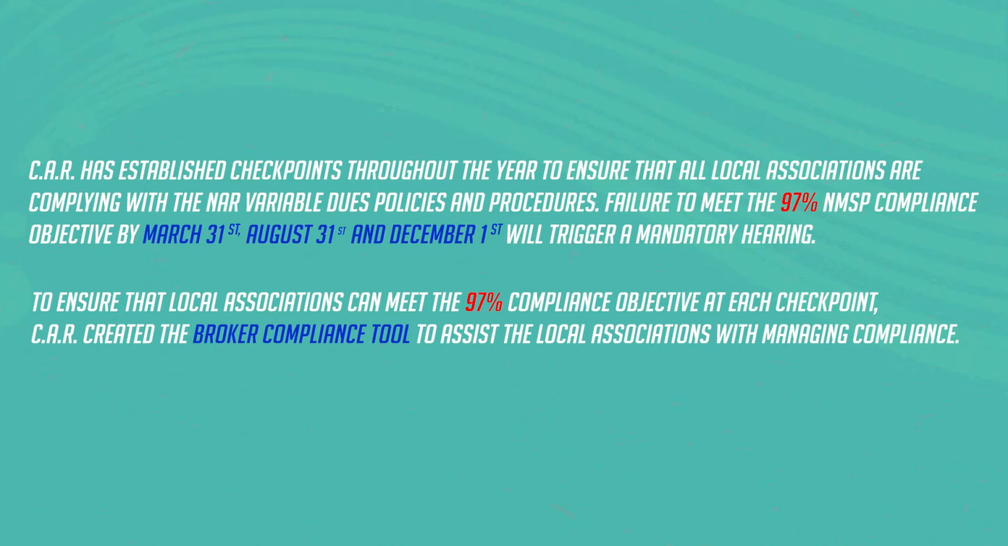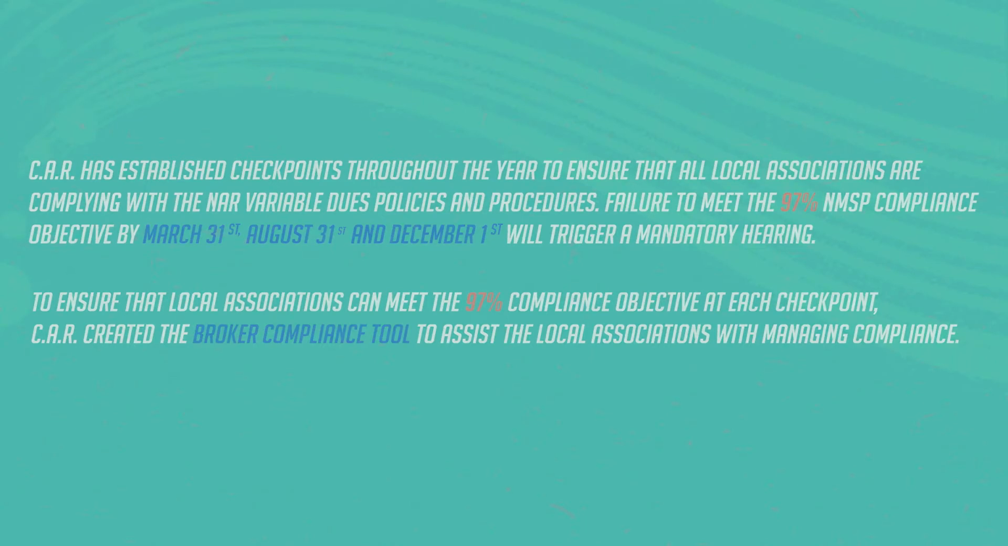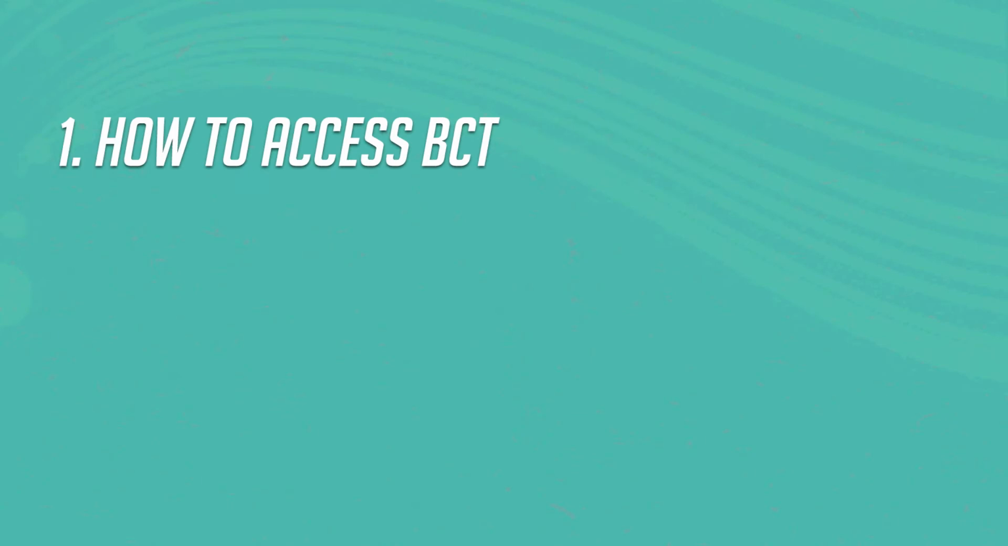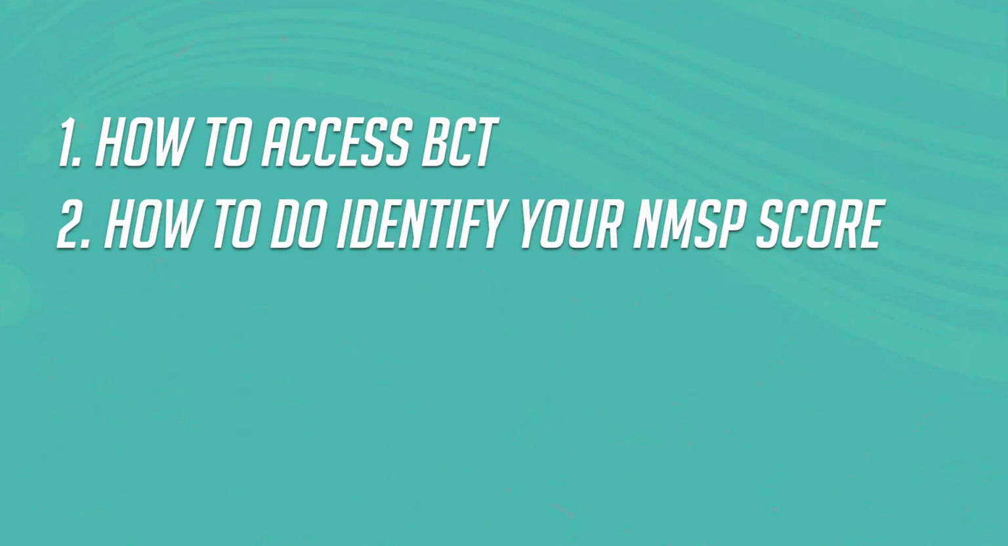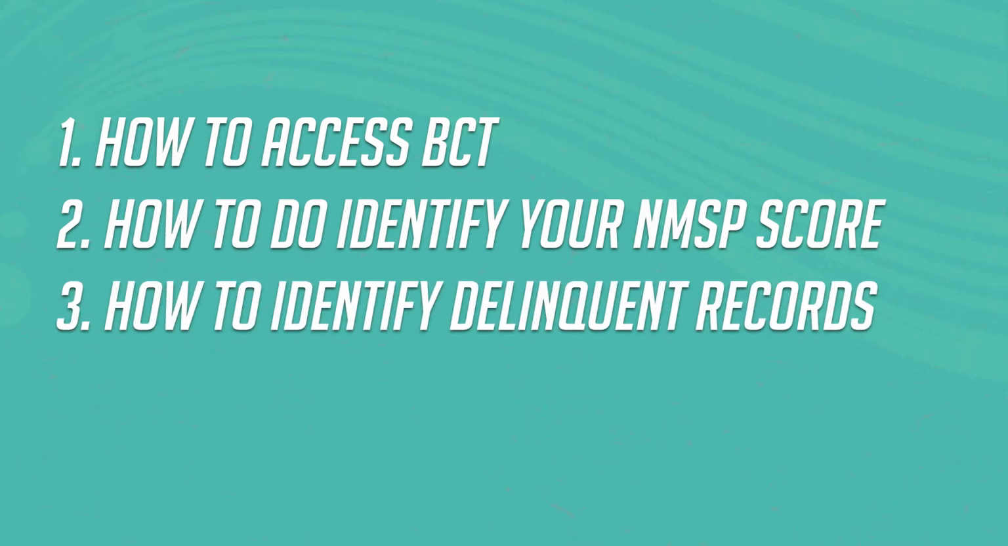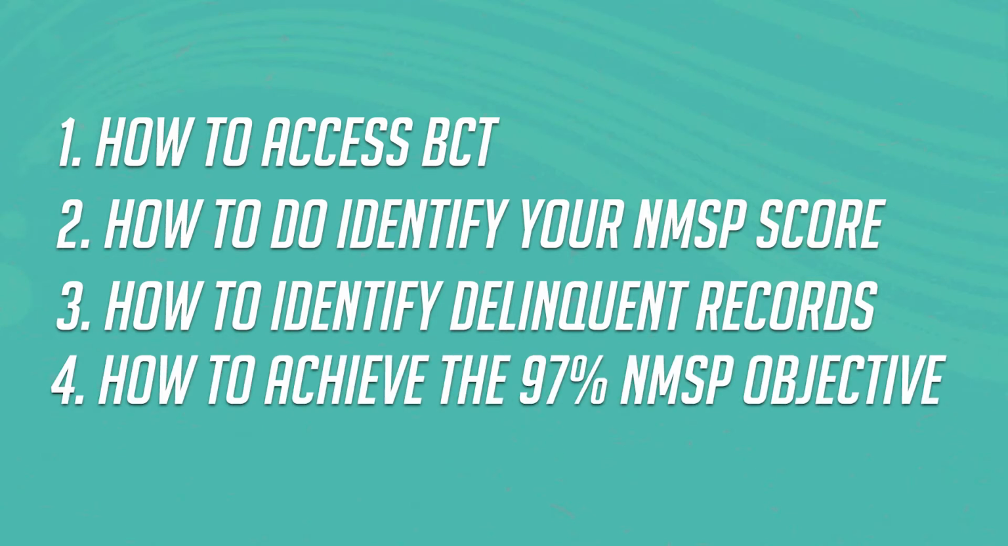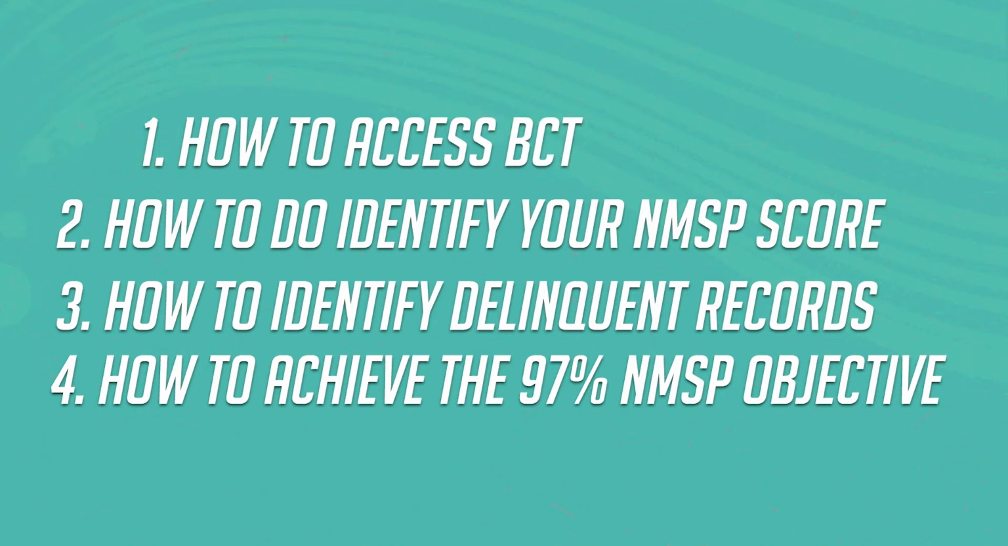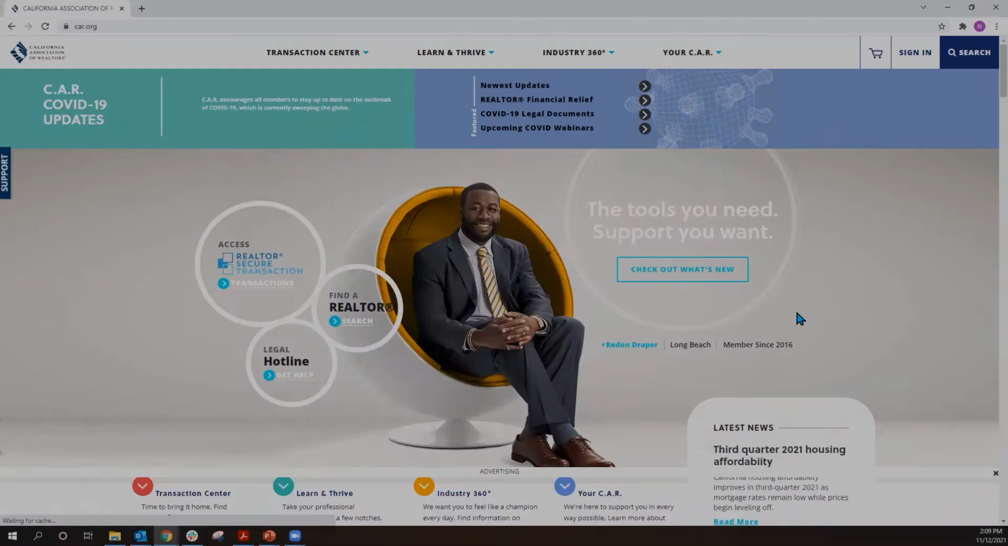So to ensure that local associations can meet the 97% compliance objective at each checkpoint, C.A.R. created the broker compliance tool to assist the local associations with managing compliance. So in this video, we're going to show you the following: how to access the broker compliance tool, how to identify your current NMSP score, how to identify records that are having a negative impact on your score, and how to achieve the 97% NMSP compliance objective. So let's get right into it.